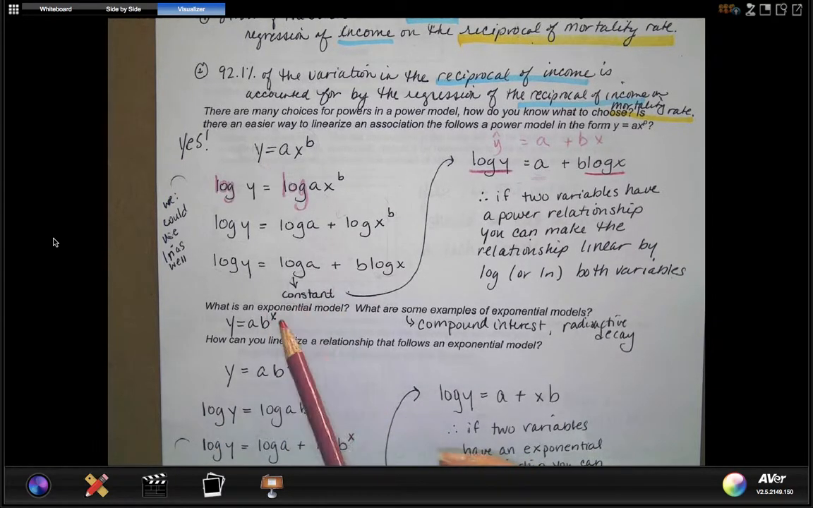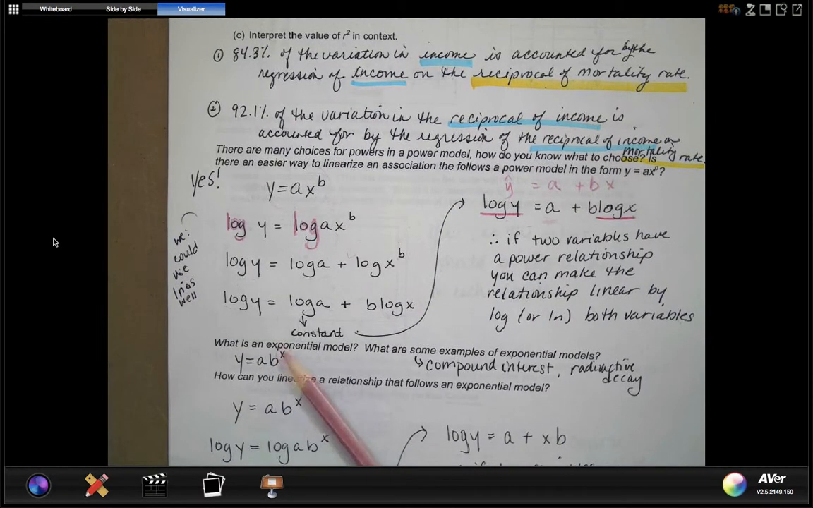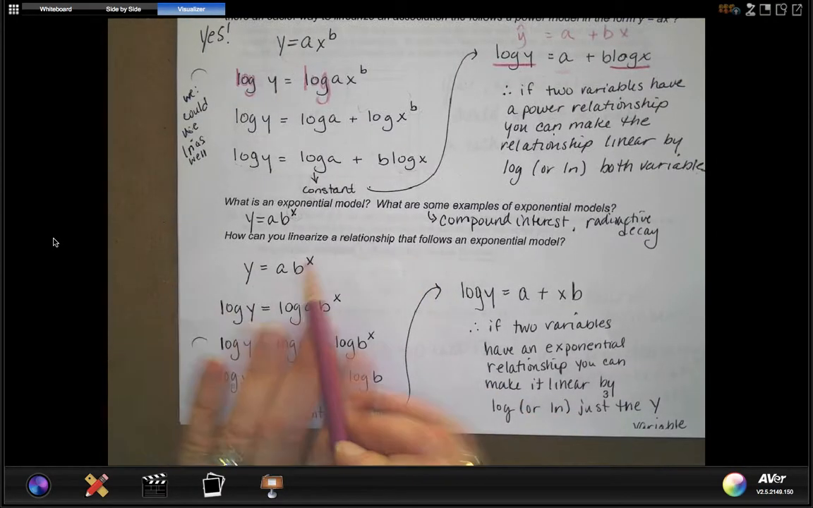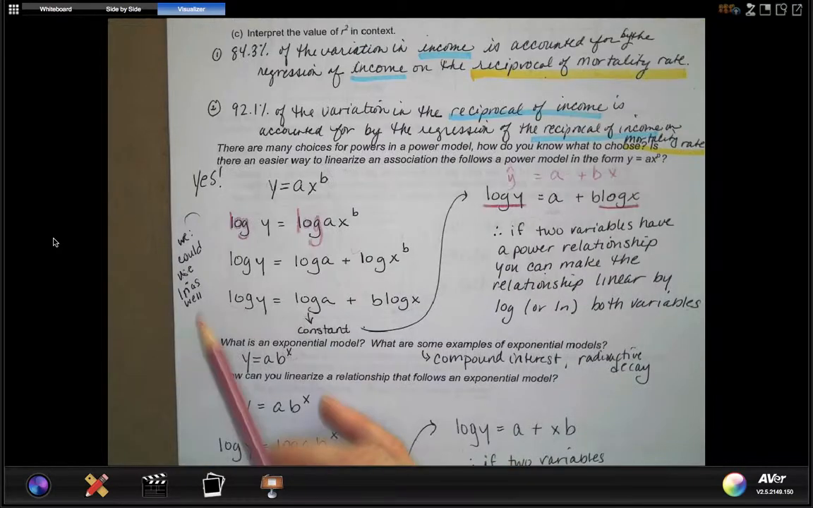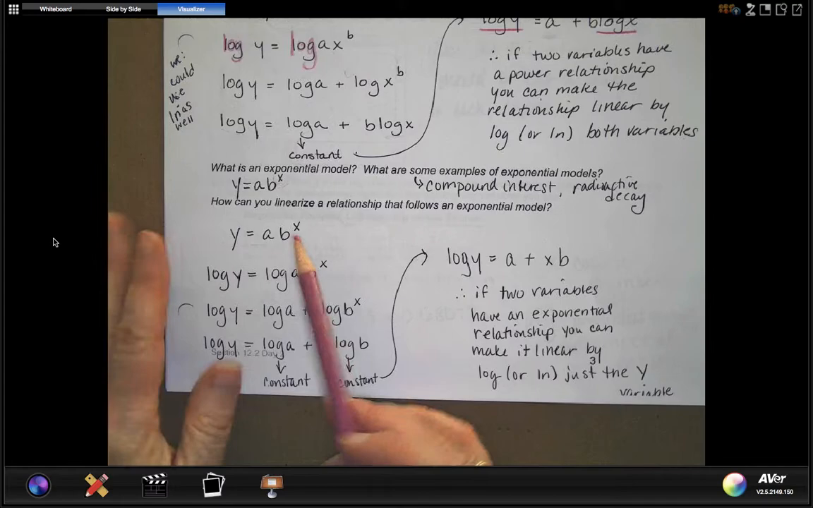So the power now is the variable. Back here in the power model, the power is a constant. In an exponential model, the variable is the power. Exponential models are your compound interest, radioactive decay, a lot of your half-life stuff in science or whatever. So we have power relationships and exponential. That's pretty much what we're focusing on in this section.